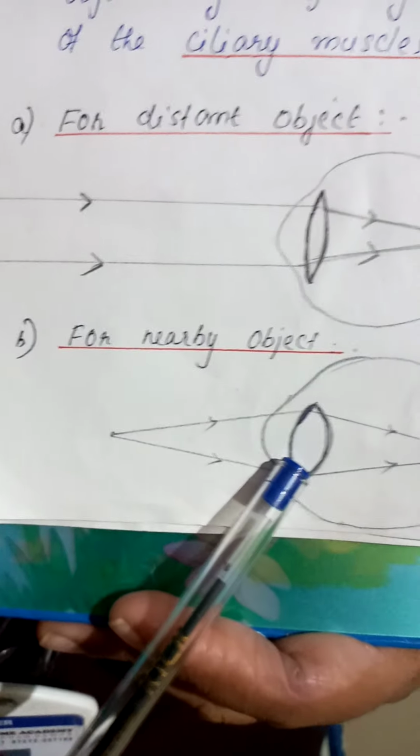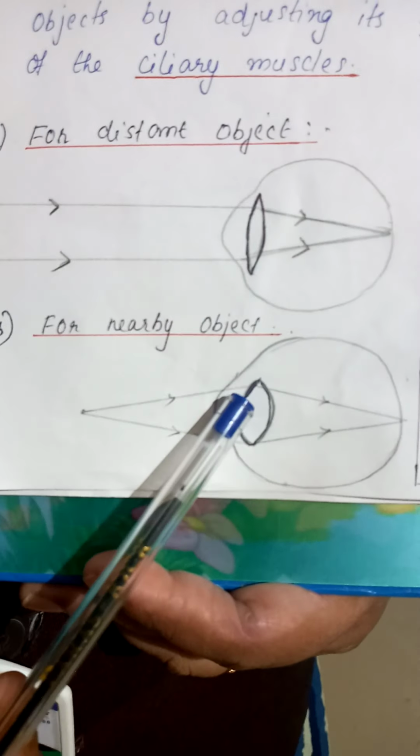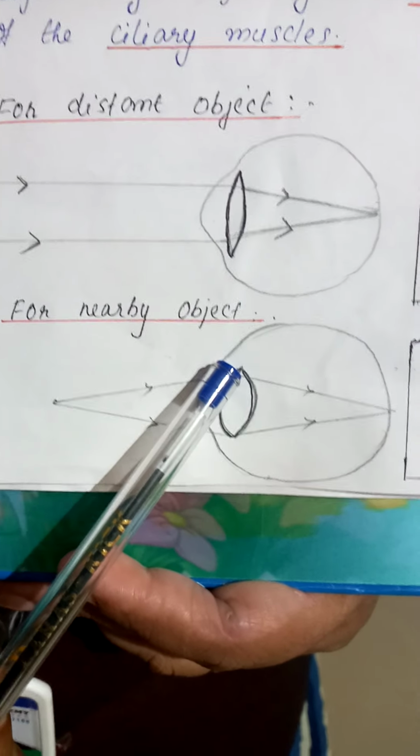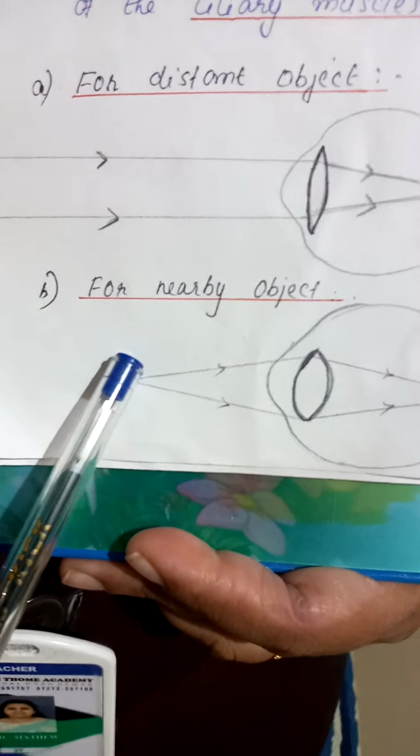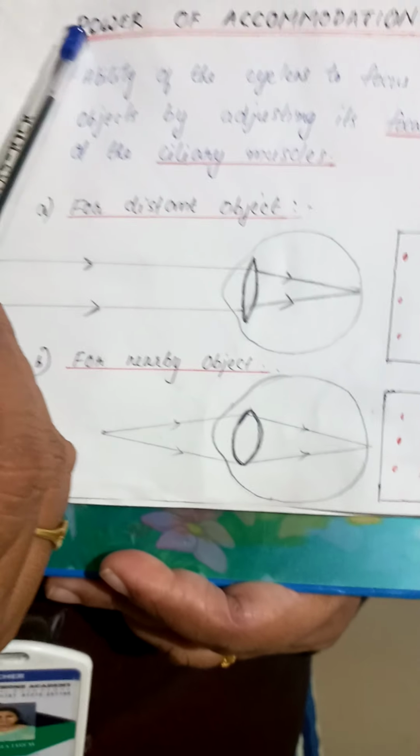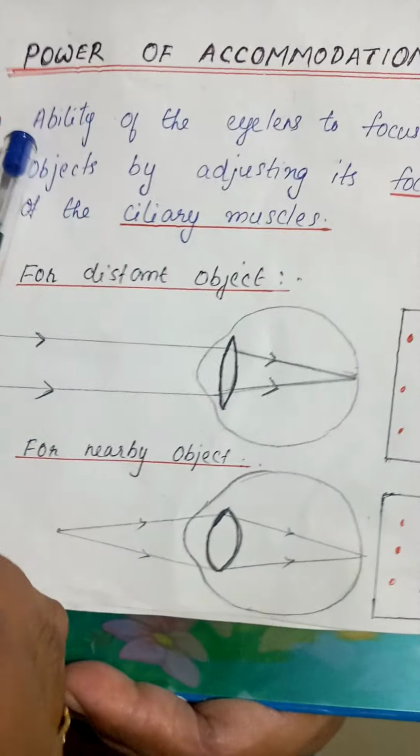Hence, the ability of the eye lens to adjust its focal length by adjusting its size, to focus a distant object and a nearby object, is called the power of accommodation.